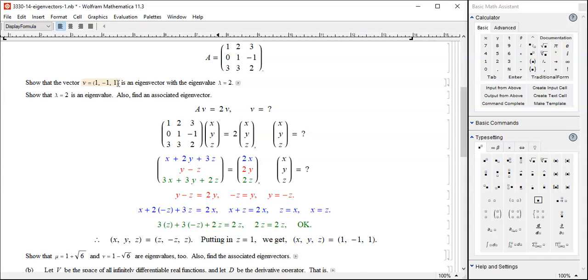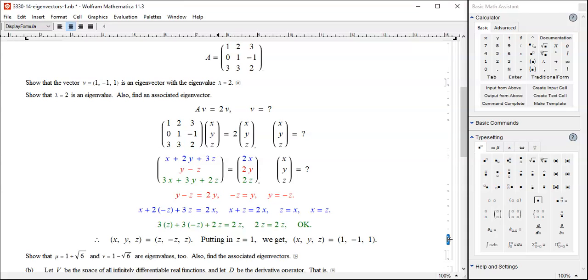Somehow, if you did not like 1 comma, negative 1 comma 1, I could have selected something else. Instead of 1, I could have selected, say, negative 1. In that case, this will be negative 1, 1 comma, negative 1. Or I could have selected 10. I'm going to get 10, negative 10, 10, kind of like that. There are infinitely many possibilities here. But why would anybody bother selecting more complicated numbers if you can select z equals 1? So there goes an eigenvector here.